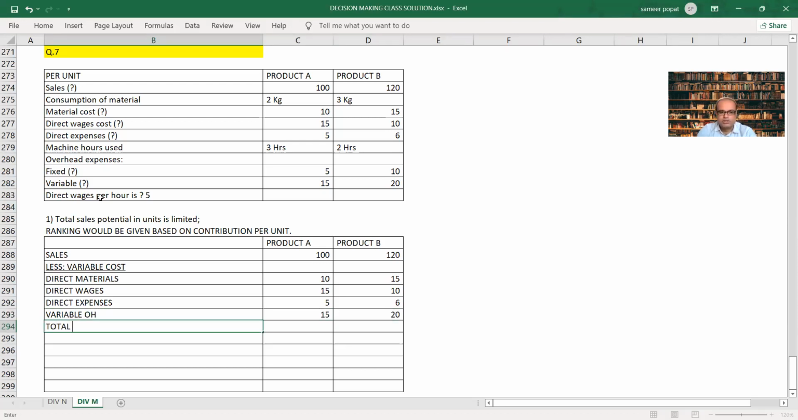I think we have taken all the cost. Your direct wages is already covered in the second line. So let us take the total variable cost. And here it is 51. We'll get contribution per unit, that is sales minus total variable cost. So 100 minus 45, we'll get 55. Similarly here 120 minus 51, so 69. Now based on this contribution per unit, we need to give rank.